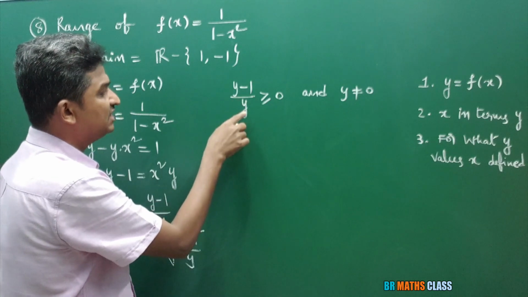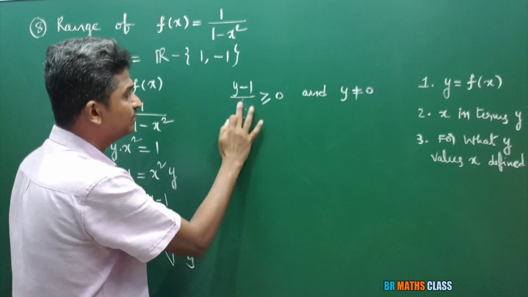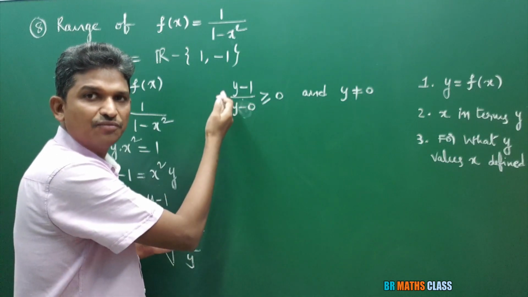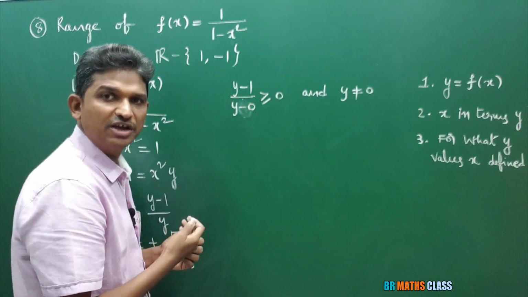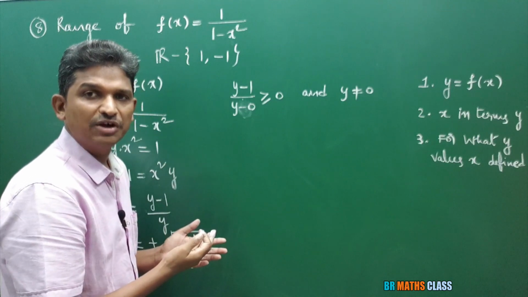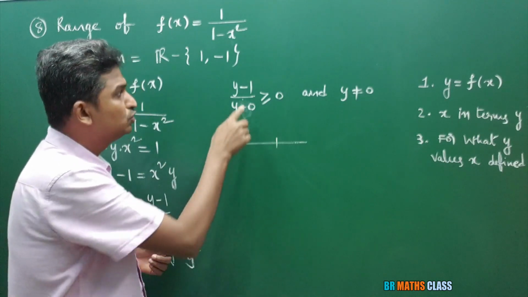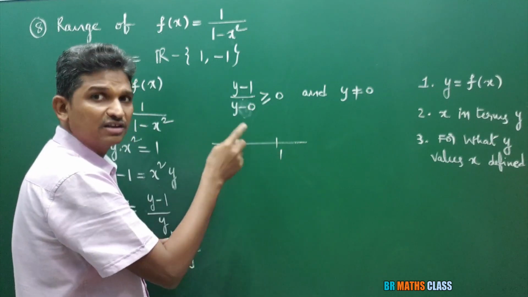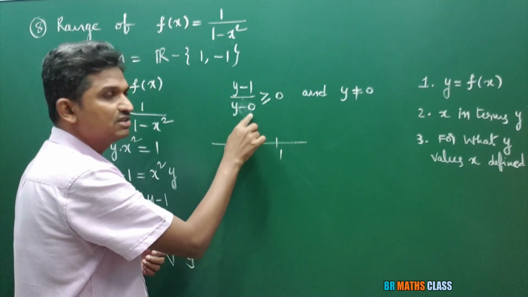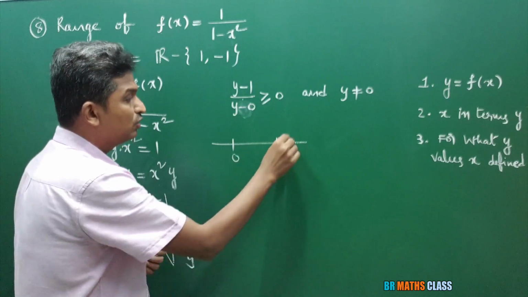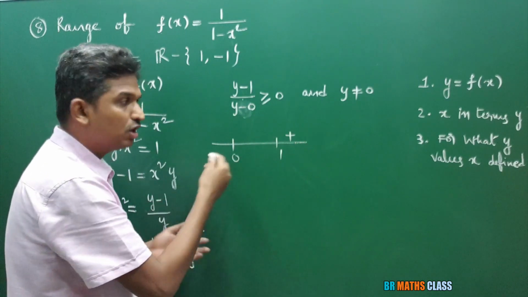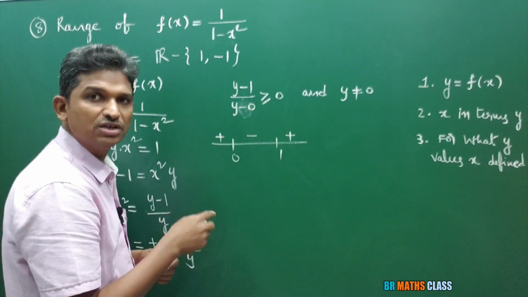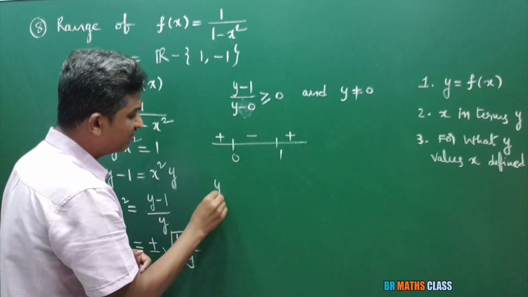You observe here this y is there. Now y can be written as y minus 0. Why have I written it like this? If it is in the form of y minus a divided by y minus b, I can easily calculate the y values by using the wavy curve method. You equate this to 0: y minus 1 equal to 0 means y is 1. Mark them as per number line order. You equate this to 0, y is 0. Now in the rightmost corner you write plus and alternate symbols, minus, plus. Now greater than 0 means which sign do you want? You want the positive sign.